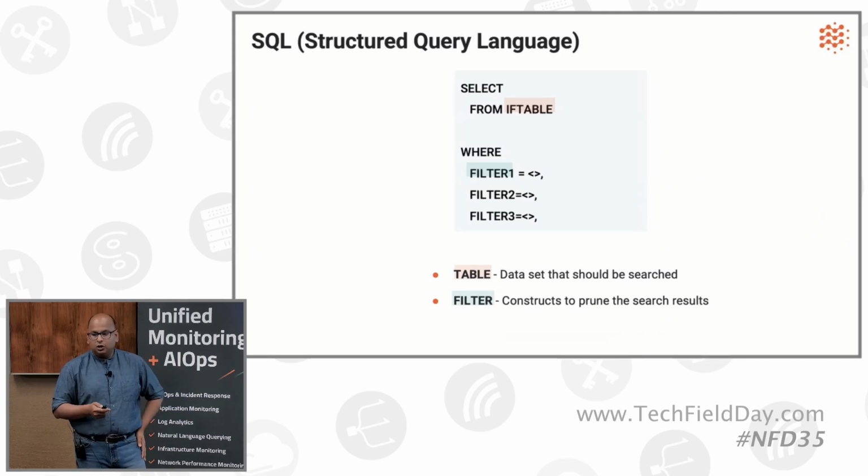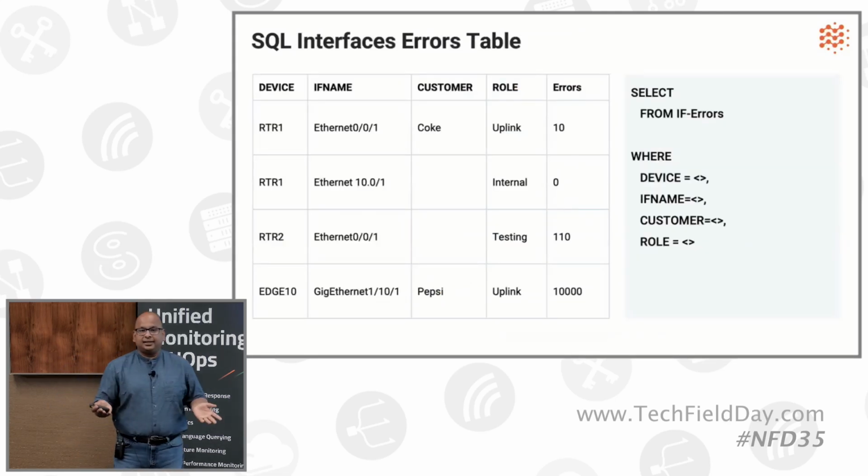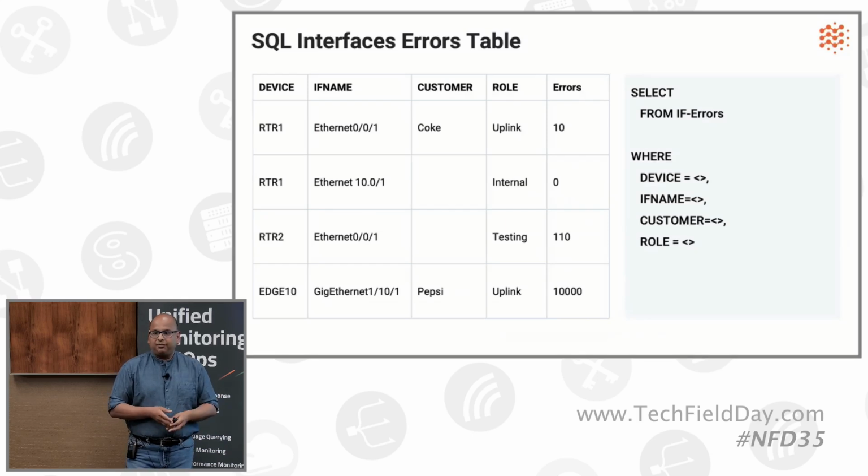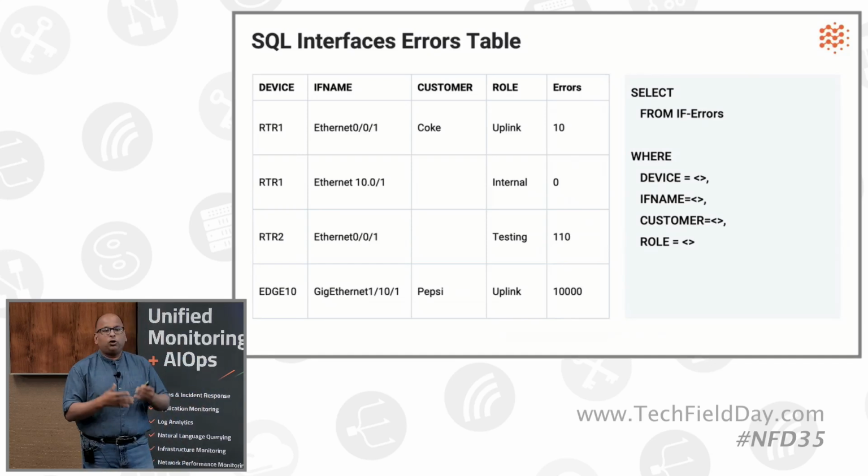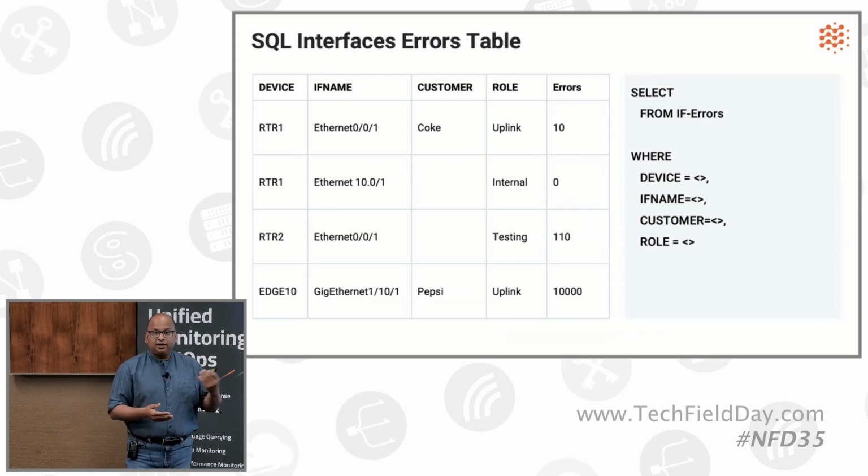So that's SQL. If you were to look at the interface errors table, the interface errors that we get from routers and devices, in the form of SQL it is going to look like this. It has a bunch of columns: device name, interface name, device role, customer, whatever are your meta tags that you've used to enrich the interface data. Those appear as columns in your table. And then you can say select from interface errors, and the different filters that are going to be available to you are the different columns: device, role, and so on and so forth.